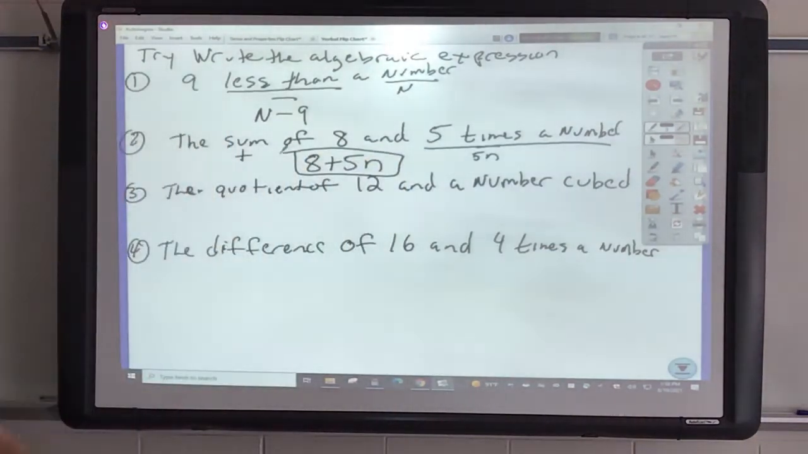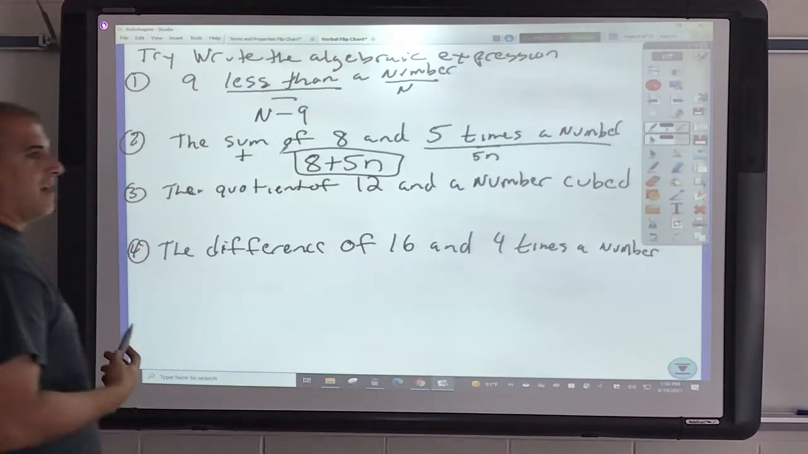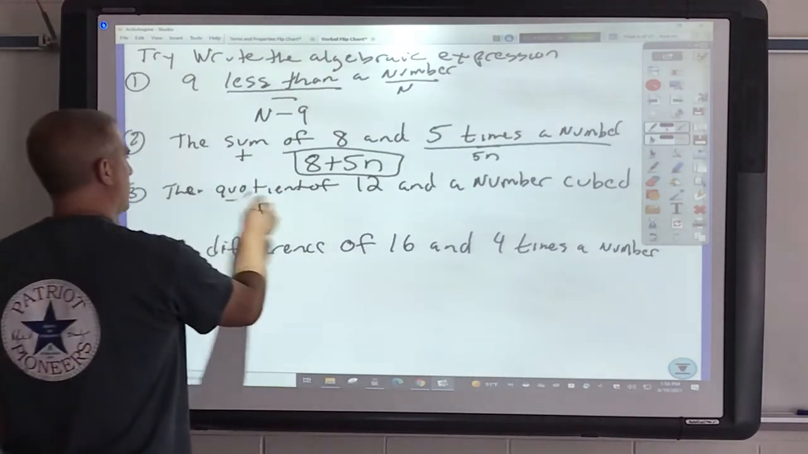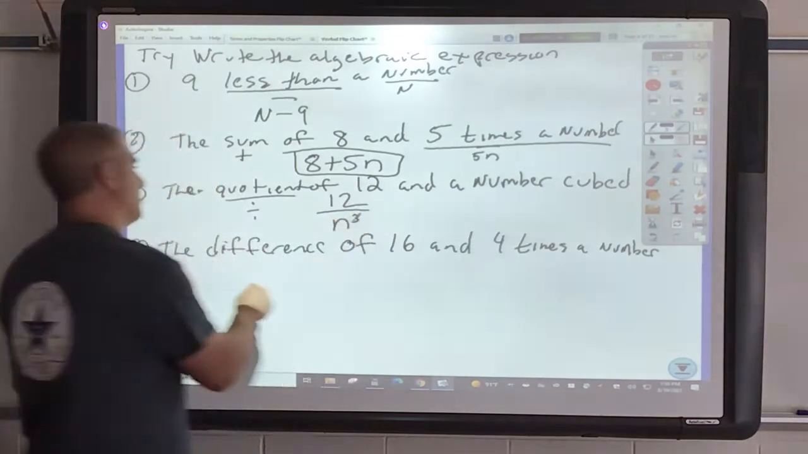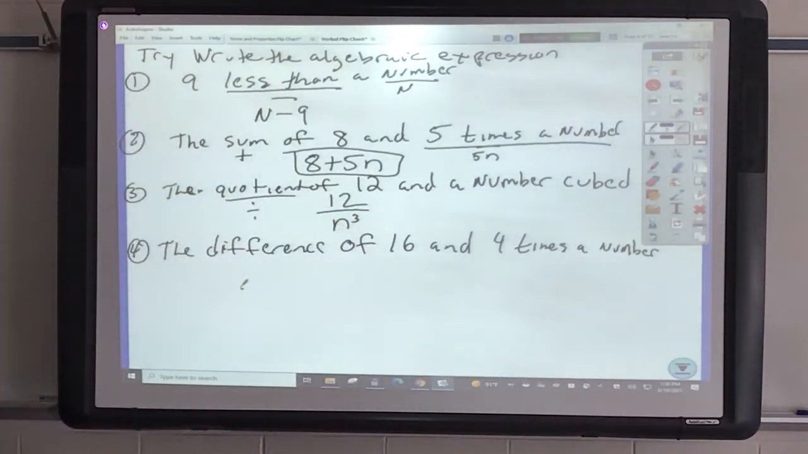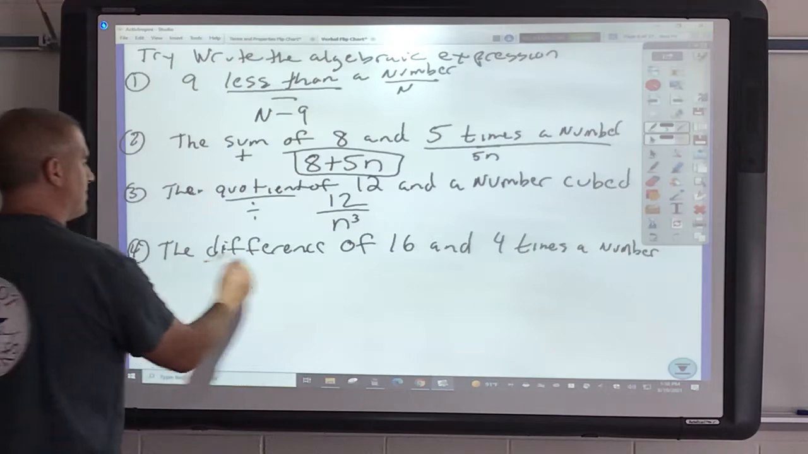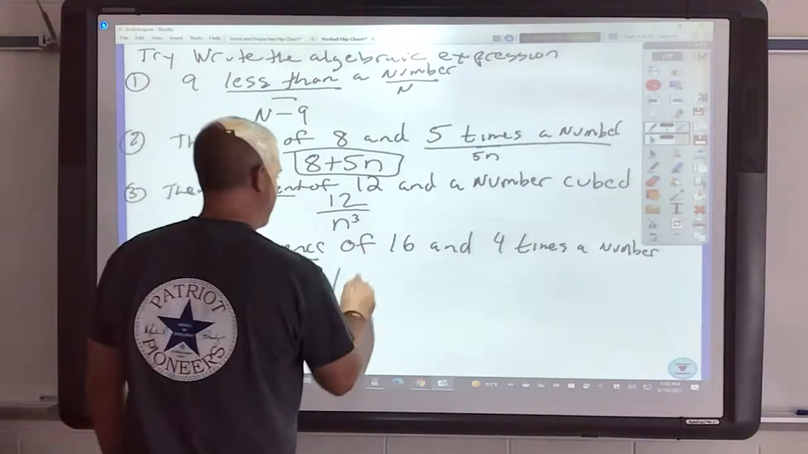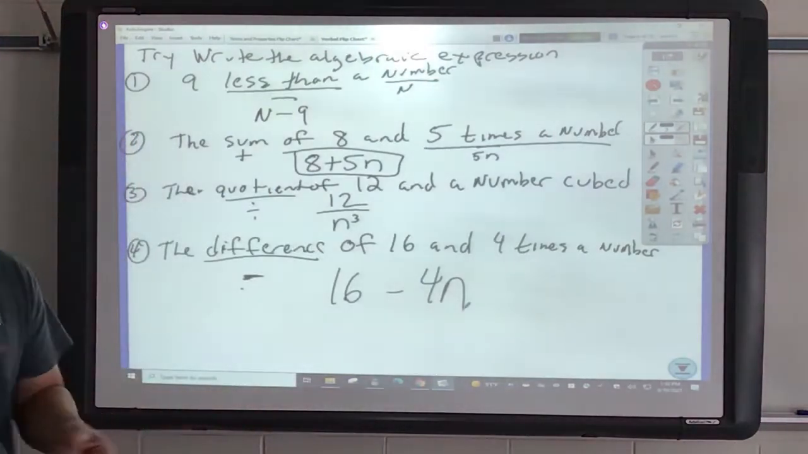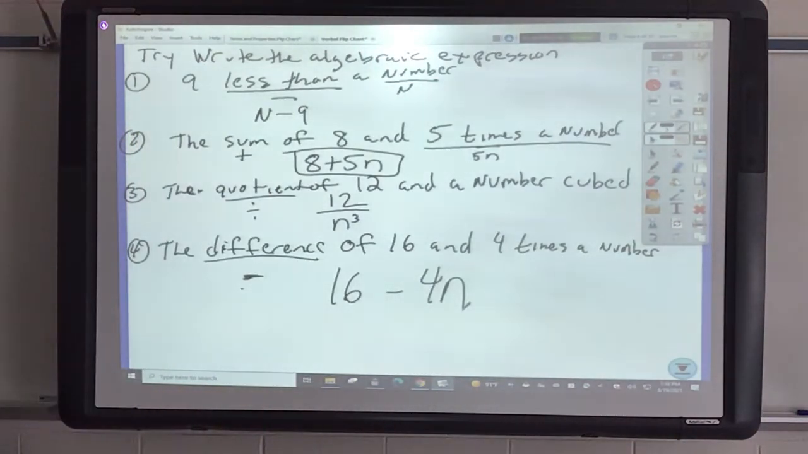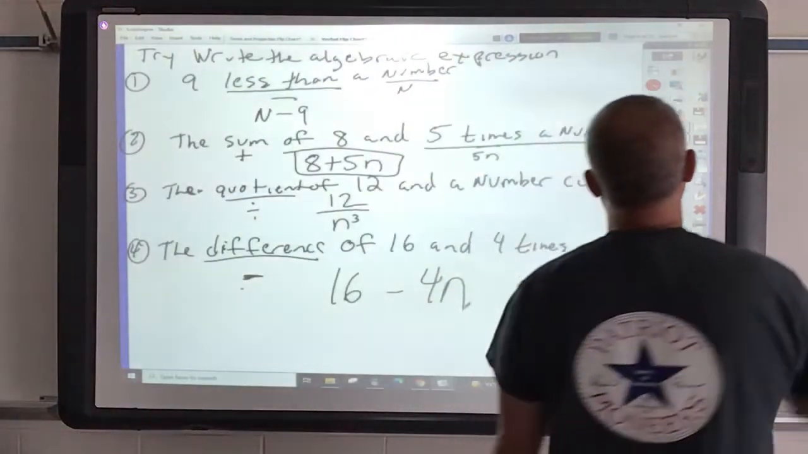Okay, the quotient of 12 and a number cubed. Quotient means division. So 12 divided by a number cubed. Okay, the difference of 16 and 4 times a number. Difference is minus. So 16 minus 4 times the number. I did not have to flip it because it was not the subtracted from, taken away from, or less than. Those are the ones you really got to watch out for.